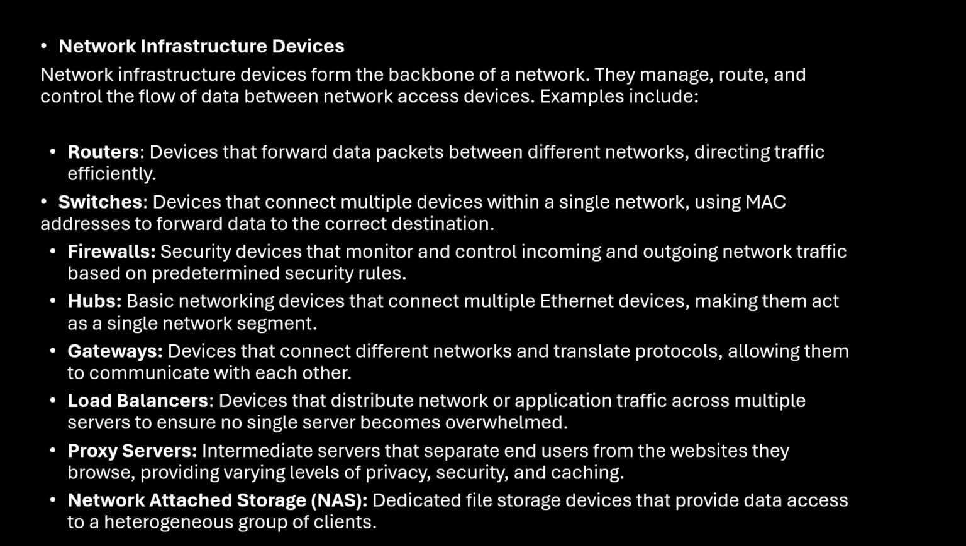And the next device is hubs. A hub is a kind of junction that forwards data packets to all connected devices. Now the next device is gateways. Gateways connect different networks and translate protocols. The next device is load balancers. A load balancer is a device that distributes workloads across multiple servers. It helps to improve the performance and reliability of a network by preventing any one server from becoming overloaded.